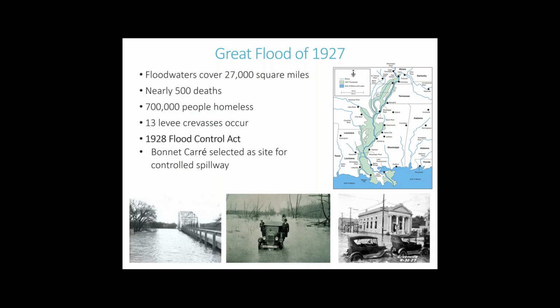So the Great Flood of 1927 is sort of what stimulated the construction of the Bonnie Carey Spillway, as well as expanding the levee system in the central part of the US. This was obviously a major flood event. 500 people died, 700,000 people homeless. As part of the 1928 Flood Control Act, the Bonnie Carey Spillway, as well as other spillways along the Mississippi River, were developed as controlled spillways to minimize damage from flooding events during high water events.